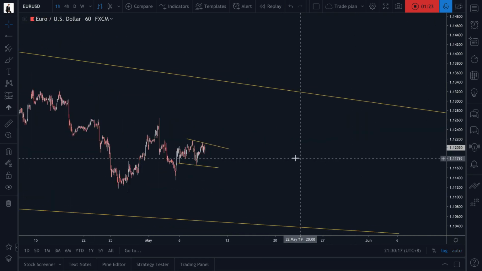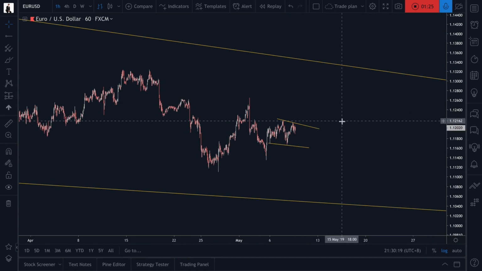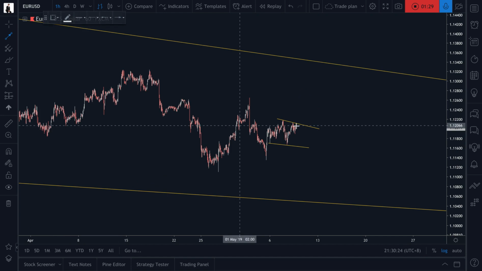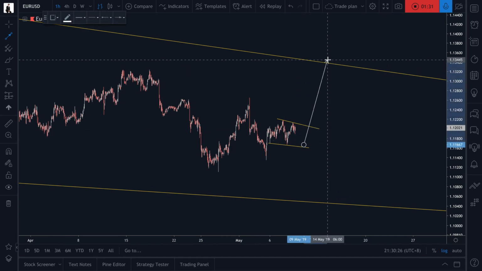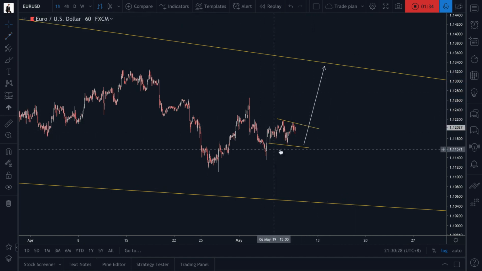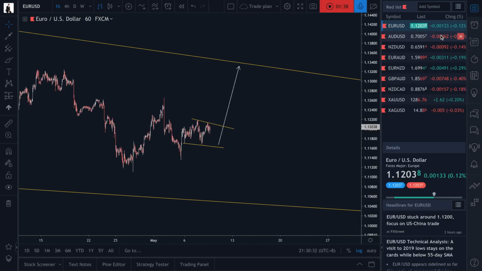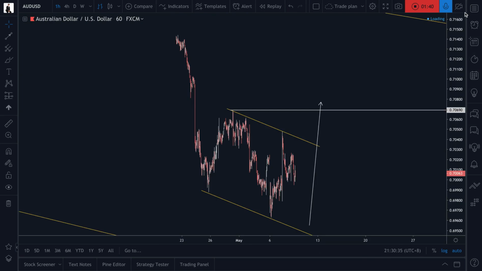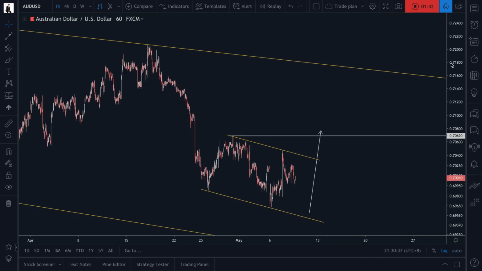As of now, what I'm seeing over here is that if this continues to form a corrective pattern, a flag, we might get that upside after this pattern has been completed. So keep a close watch for the remaining of this week. The next one that I want to talk about is Australia dollar.